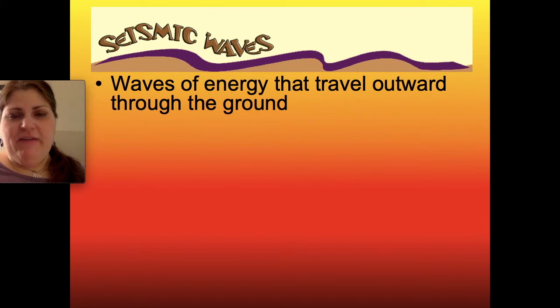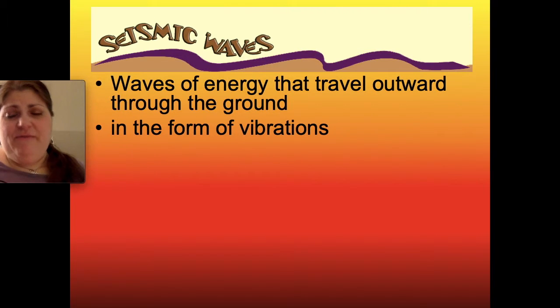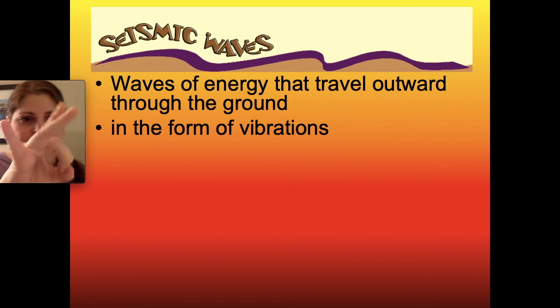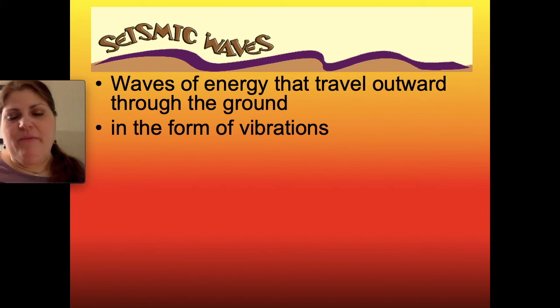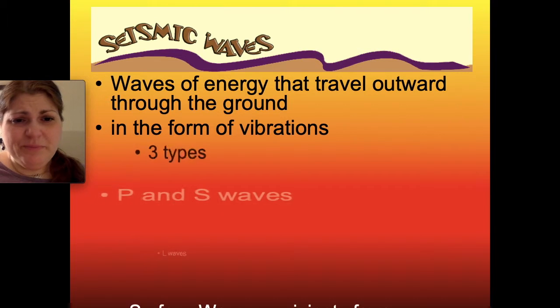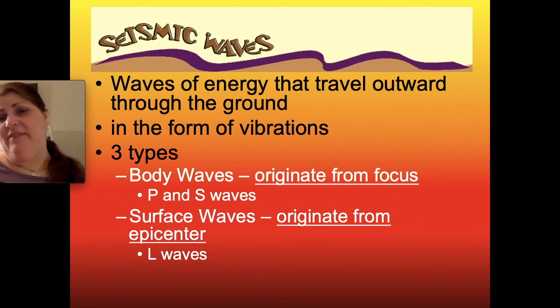So a seismic wave is the wave of energy that flows outward from the source of the energy. You can think of them as vibrations through the ground, almost like if you had some jello and you gave it a little flick, and it would go out in all directions. So there are three types of waves, and you have a chart in your notes, but my bullet points will cover all of the same information.